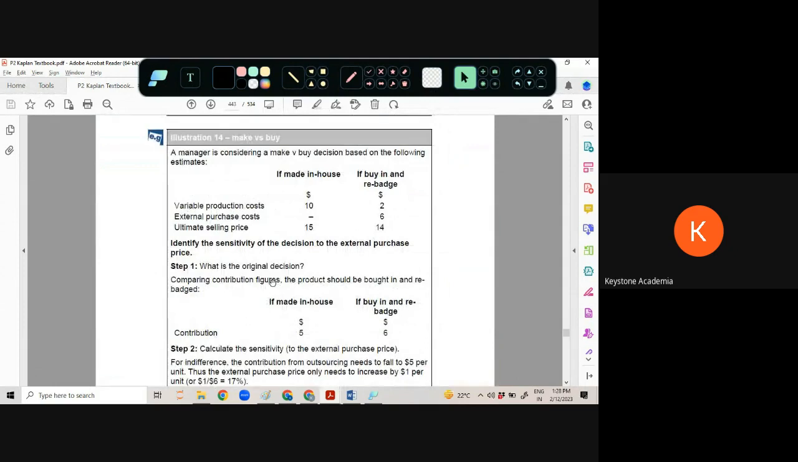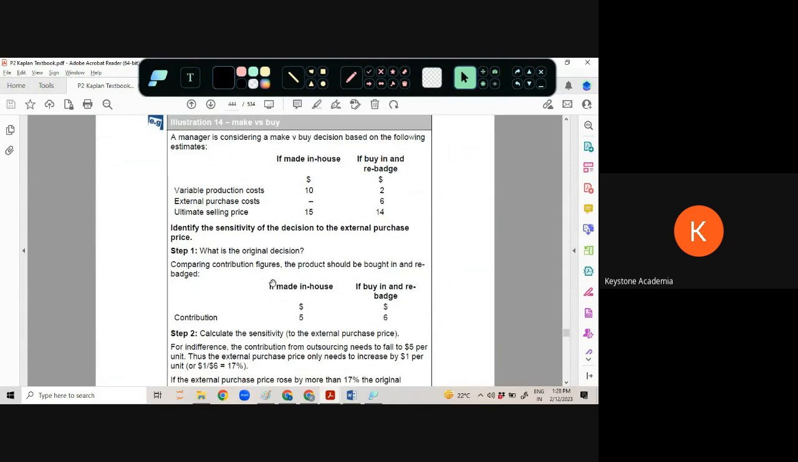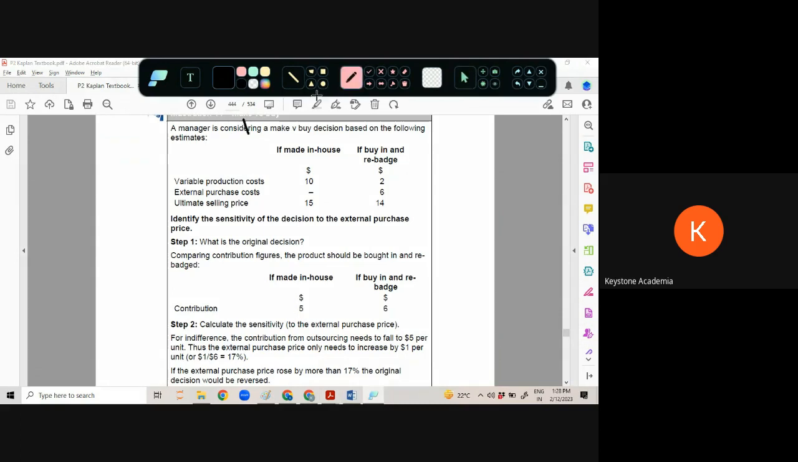Okay, last is make versus buy. In make versus buy, we have two options: make it in-house, or buy from the outside, outsourcing it. Here again you make a decision based upon the contribution, where we are getting better. If we outsource, there is a purchase cost. The selling price might be higher from the outside, but making it in-house involves variable cost and fixed cost, which we have to consider. So you make the decision based upon whichever contribution is higher. If there is a contribution of 6 from buying from the outsource, we should outsource it.